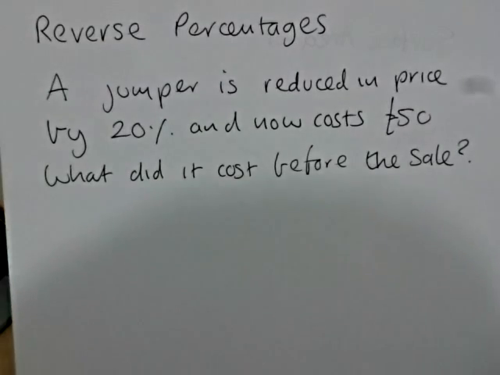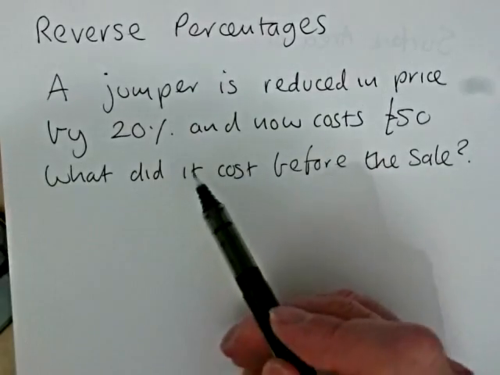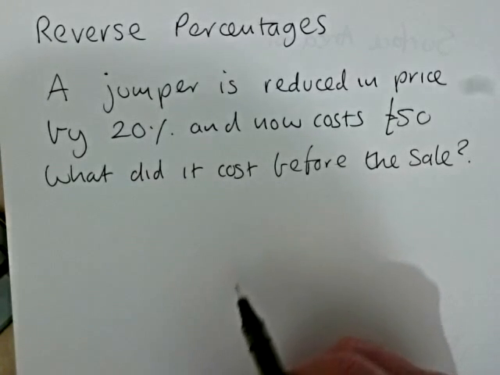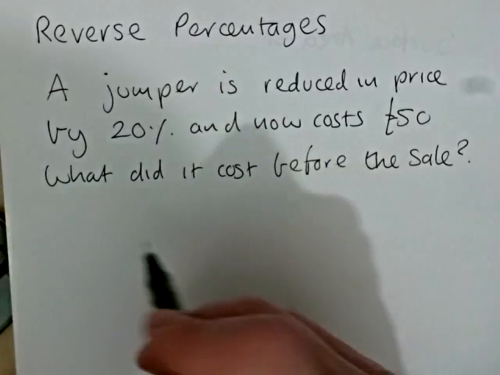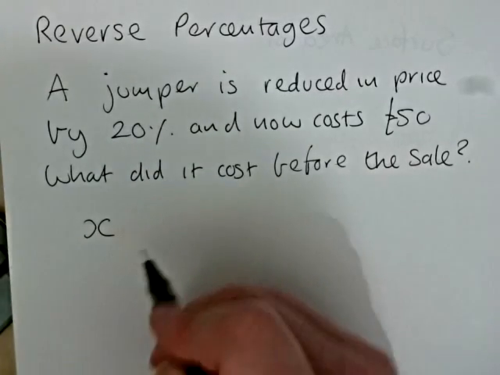So we're going to have a look at a reverse percentage type question. A jumper is reduced in price by 20% and now costs £50. What did it cost before the sale? So we'll call the price that it cost before the sale our unknown, and we'll use x for the cost before the price was reduced.